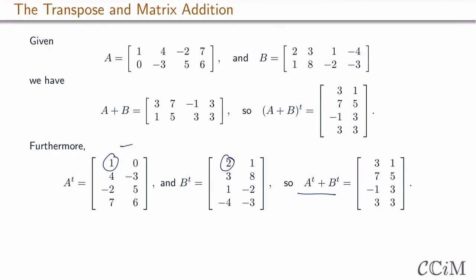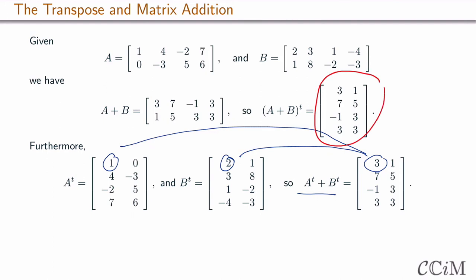For example, this 1 and this 2 add up together to form this entry of the matrix A transpose plus B transpose. Now we notice that the matrix we obtained earlier by taking A plus B first and then taking the transpose is actually the same as the matrix we just found by first finding A transpose and B transpose and then adding the results to each other.